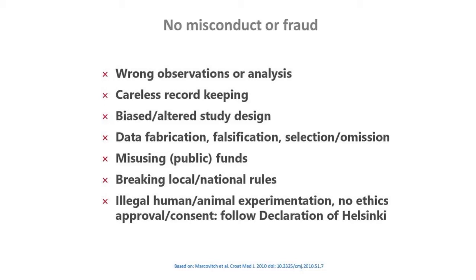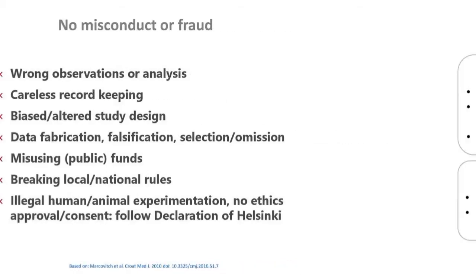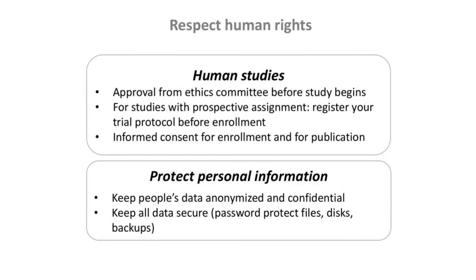If you're thinking of doing research on animals, you need to get consent from your university, from your institution, and make sure that you do follow the famous Declaration of Helsinki. We respect human rights, of course we do, and so human studies require ethical approval from an ethics committee before the study begins. One of the biggest problems that medical journals face around the world is retrospectively approved studies that then try to get submitted for publication. That's not okay. For studies with prospective assignments, register your trial protocol before enrollment.